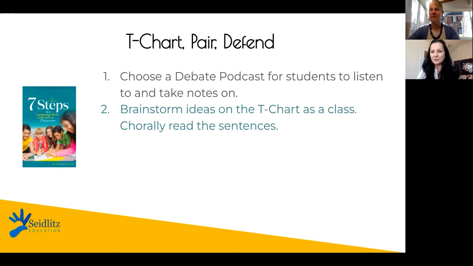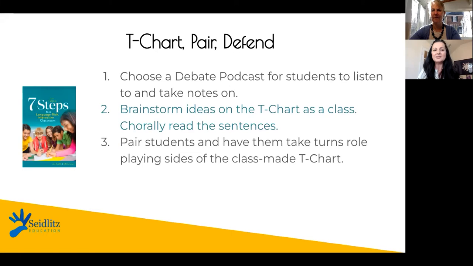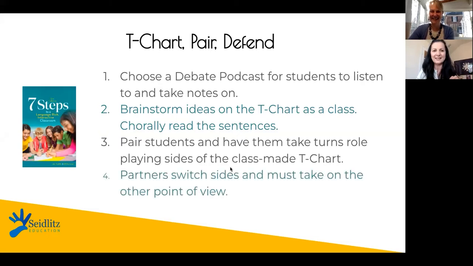When I first do Teach, Heart, Pair, Defend, I model it as a class. I want them to see what this is going to look like. And then after we've listened to it and we've taken our notes, I'm going to have students dictate to me, and I'm going to write in our T-chart in front of them. This is also going to be a shared writing experience that will become a shared reading experience. And I'm going to show you what this is going to look like, okay? So don't be afraid if you're like, I don't really get what this is coming to. I'm going to show you what this is going to look like.